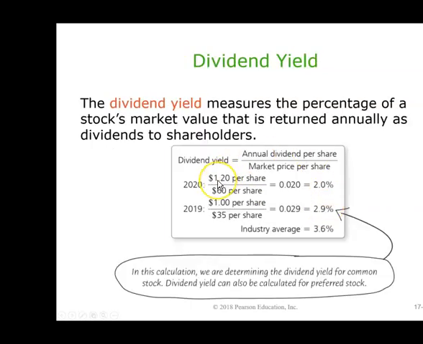All right, dividend yield is going to tell you the stock market's value that is returned annually as dividends to shareholders. So not every company issues dividends, but if they do, you can calculate the dividend yield. So it's the annual dividend per share of stock divided by the market price per share, and that is the dividend yield. So you can compare companies. Let's say you're thinking about Walmart or Target, and you could compare their dividend yield to see which one is higher.